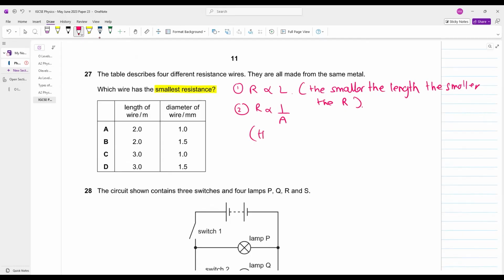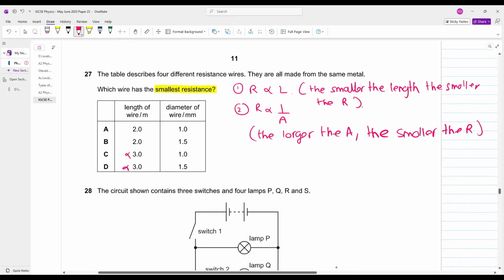What about area? The larger the area, because they are inversely proportional, the smaller the resistance. Okay. सो बेटा ऑप्शन ए बी सी में से लेंथ किसकी सबसे कम है? ए और बी की. ओके. डायमीटर या एरिया किसका सबसे ज्यादा है? ऑप्शन बी का. B is your answer. B has the smallest length, greatest diameter, or the greatest area. B has the smallest resistance.